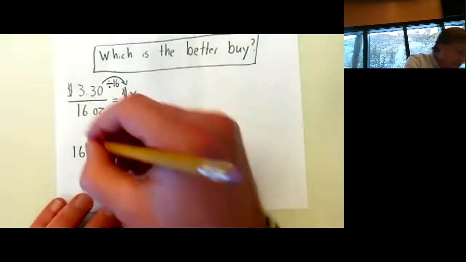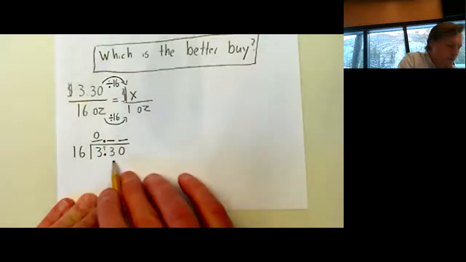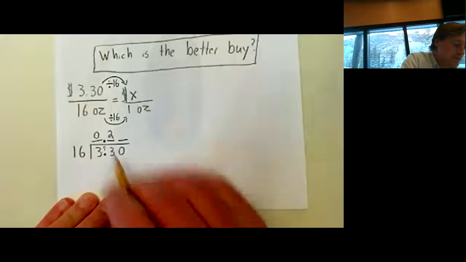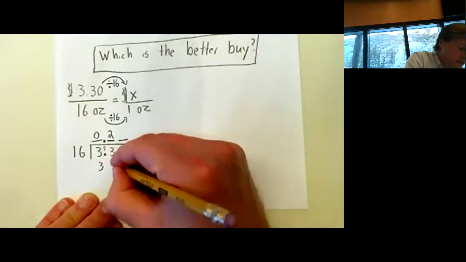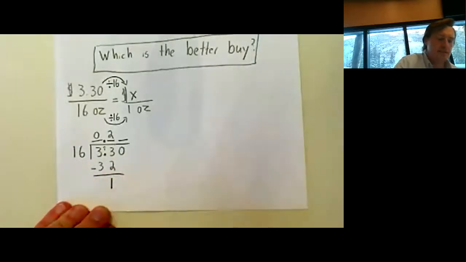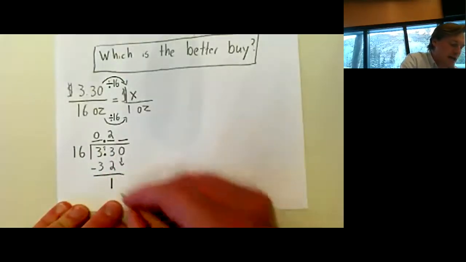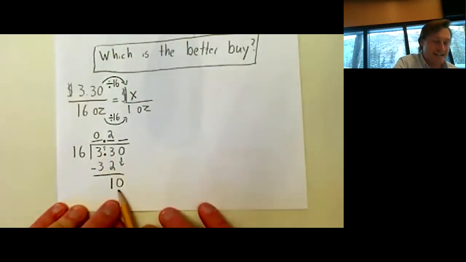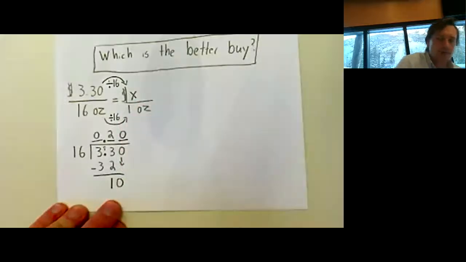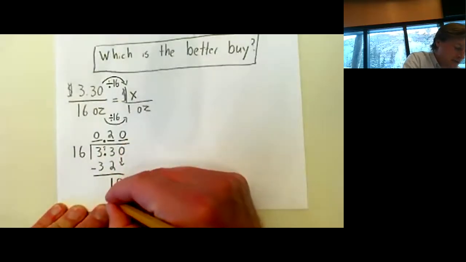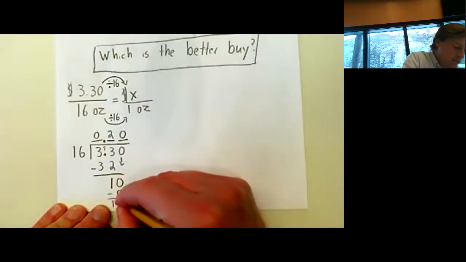Does 16 go into 3? No, it does not. So I move 1 over. Does 16 go into 33? It does. 2 times. 2 times 16 is 32. Subtract 1. 1's less than 16. We're good. Bring down is my final step. And now I do the process all over again. Does 16 go into 10? It does not. So it goes in 0 times. And I'm going to then multiply 0 times 16 is 0. Running out of room. I'm going to subtract.